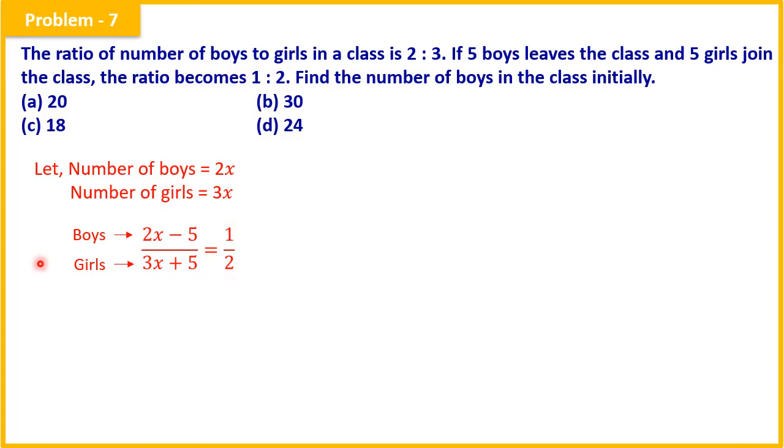Solving this particular expression, we can determine the value of x, which comes out to be 15. Now it is asked in the problem, find the number of boys in the class initially. So initially the number of boys are 2x and x is 15. So the answer will be equal to 30.